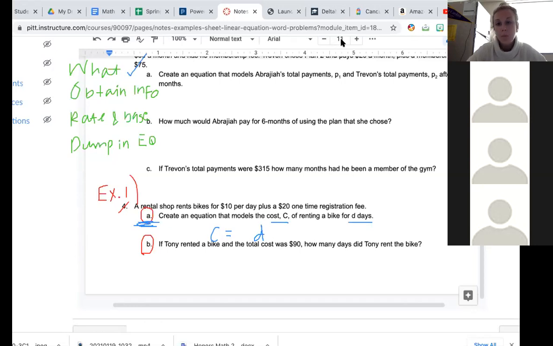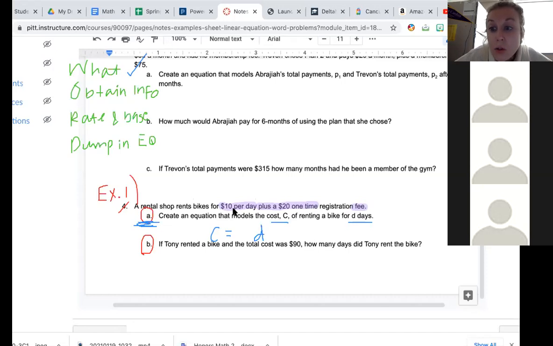So now the next one, we're going to obtain our info. So now I'm going to go back and read that problem. I'm going to use purple. And actually, I can highlight. So let's do that. A rental shop rents bikes for, okay, this looks important, $10 per day plus a $20 one-time fee. So I want y'all to look at that information. We just obtained it. So do you guys notice what all I highlighted? $10 per day plus $20 one time.